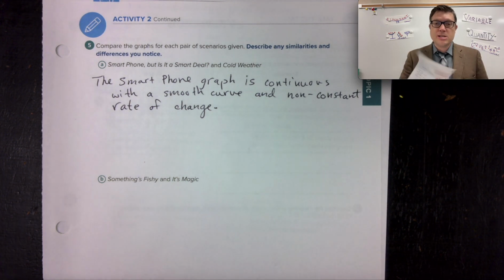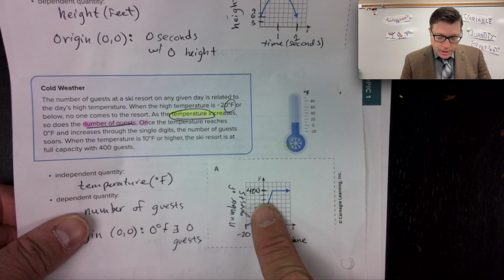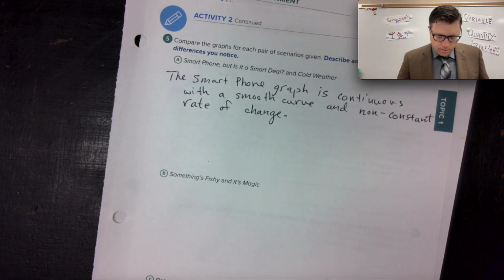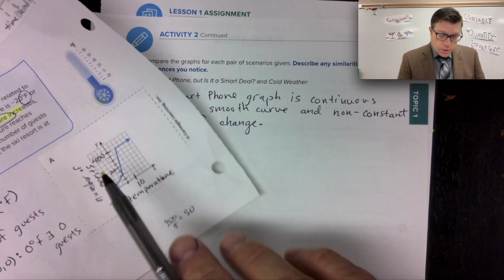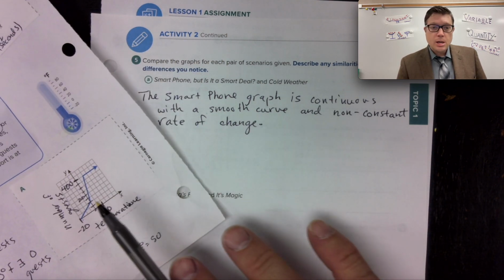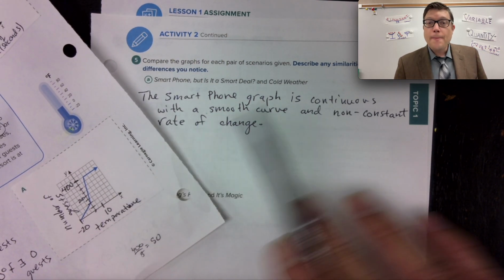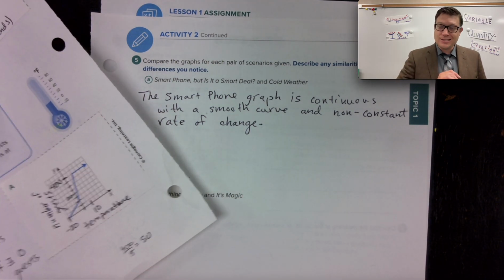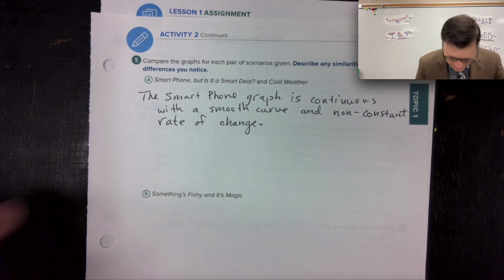But in this sentence, I'm going to talk about cold weather. The cold weather graph is, what would I say? I would say the cold weather graph, come on now, stay on the screen. The cold weather graph is continuous, but it does not have a smooth curve. It does have constant rates of change in its various pieces. All right.